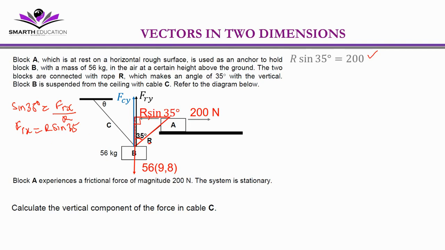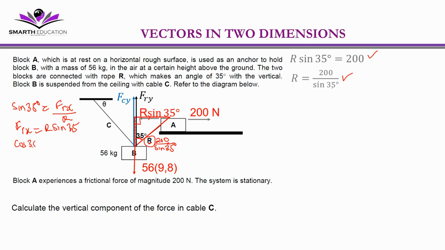We can see that R is equal to, we divide by sine 35 both sides, R is equal to 200 divided by sine 35 degrees. So this is our R. So we can find the vertical component now. The vertical component is adjacent to the angle 35 degrees there, so we can use cosine of angle 35.